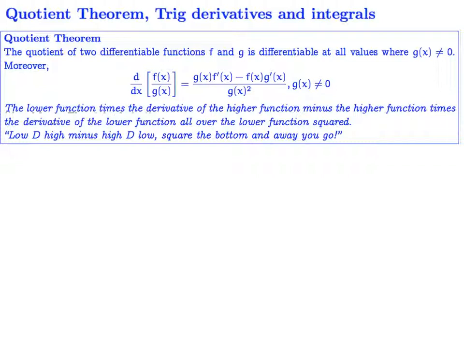This formula is a pain to memorize, so the technical way to memorize it is the lower function times the derivative of the higher function minus the higher function times the derivative of the lower function, all over the lower function squared. Whew, that's a lot of work.